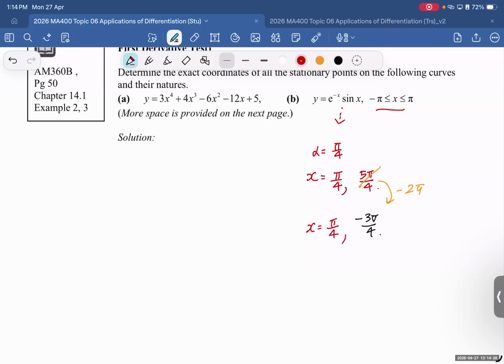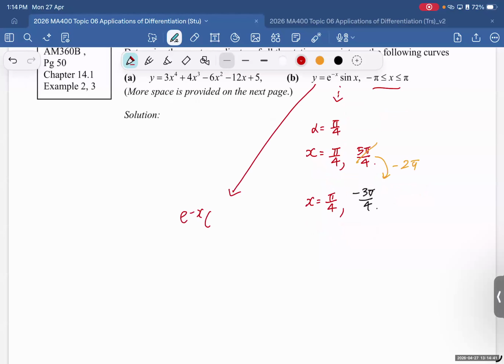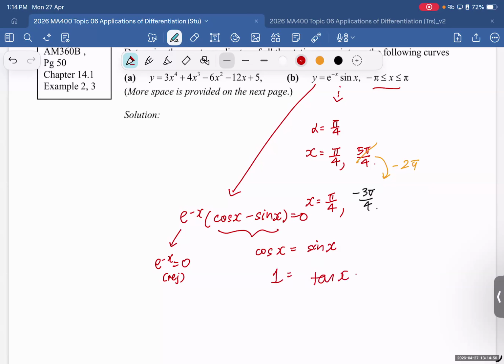How do I get pi over 4? Because you get sine x equals cos x. Over here you get e to the minus x, and something like cos x minus sine x equals 0. Then this part can never be 0, so this one is rejected. Tan x equals 1, it equals 1, not 0. Clear so far?